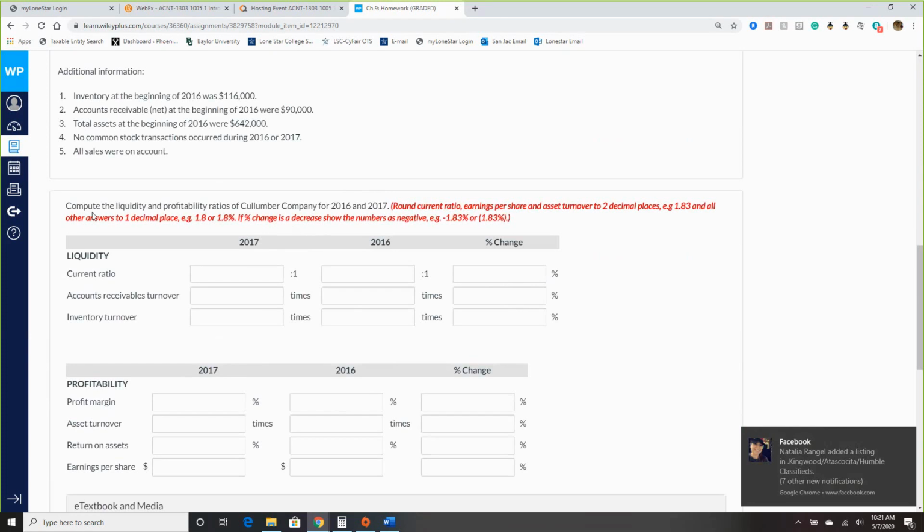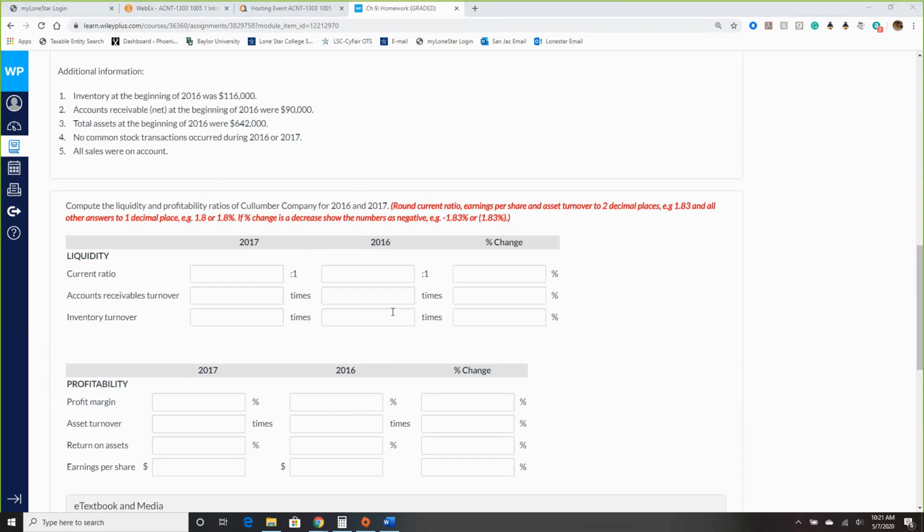So, we're going to compute the liquidity and profitability ratios of Columbar Company for 16 and 17. Round current ratio, earnings per share, and assets turnover to 2 decimal places. All other answers to 1 decimal place. Then it shows if percentage change is a decrease, show as a negative.